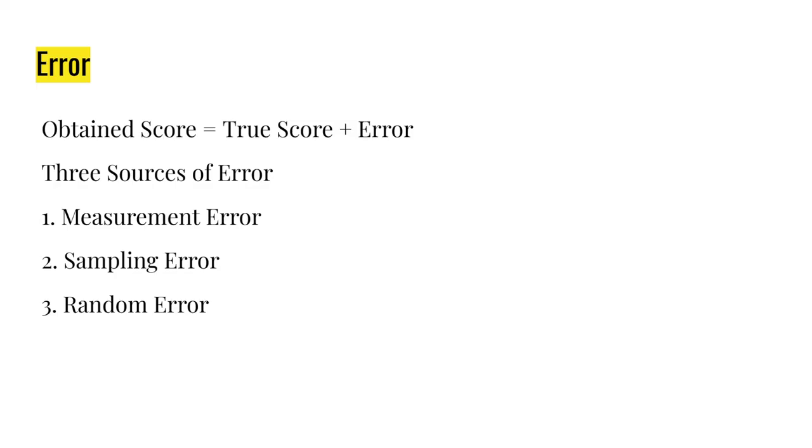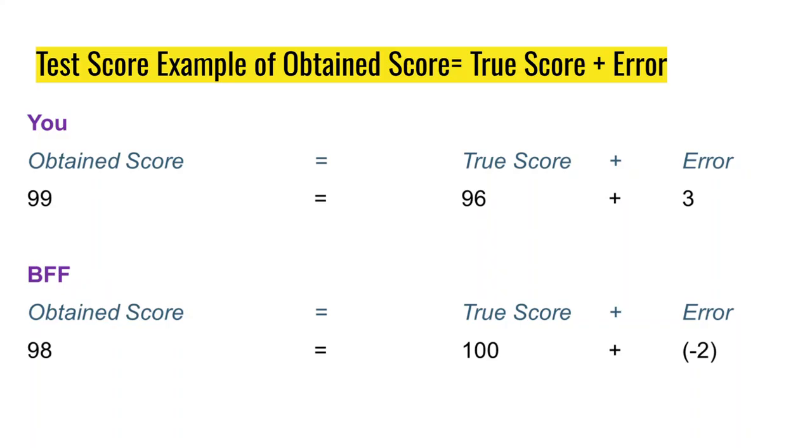So if things just as simple as the color of the ink on a test can influence scores, there are so many random errors. Are you hungry? Is it cold? Is it too hot? There are so many things, and we can't control for these random errors because we don't know exactly what causes them. So I'd like to use a test score example of obtained score equals true score plus error. Let's pretend you got a 99% on your last exam and your best friend got a 98%. You actually can't say that you did better or that you know more than your best friend.